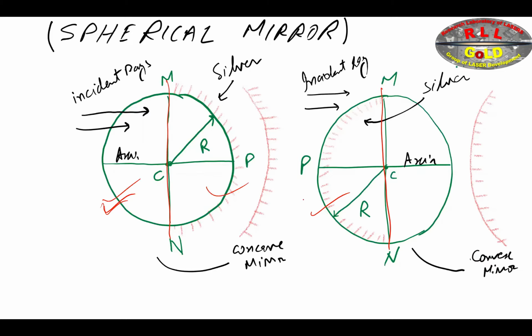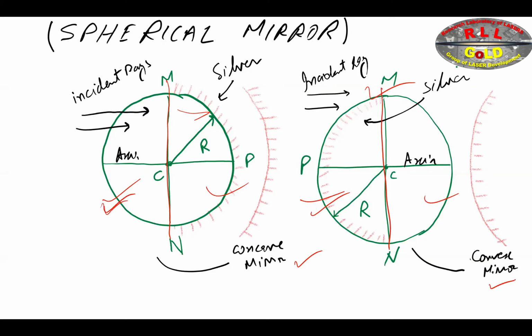This part, this part, this part, and this part. If we polish the inner surface of the sphere, then the light will be reflecting from the outer surface in this case. Other possibility, if we polish the outer surface of the sphere, then the light will be reflecting from the inner surface. When the light is reflecting from the inner surface and the outer surface is polished, we call it a concave mirror. Other case, when the inner surface is polished and the light is reflecting from the outer surface, we call it a convex mirror.